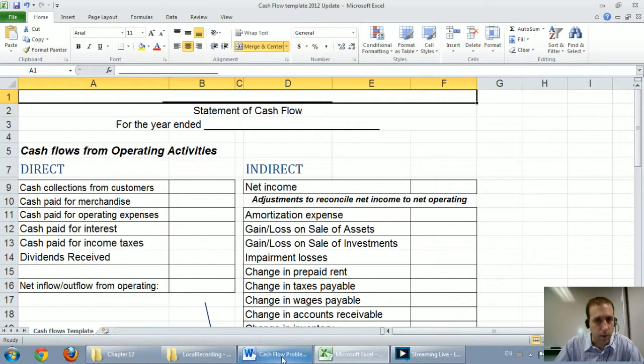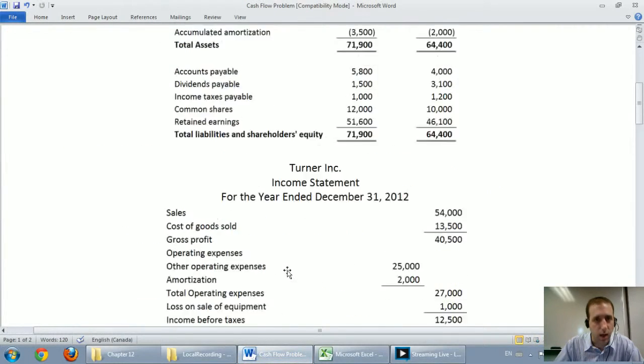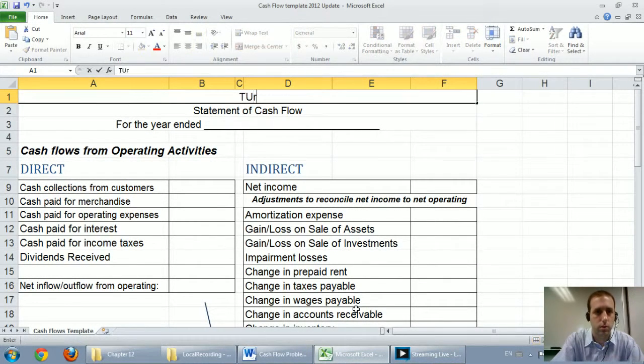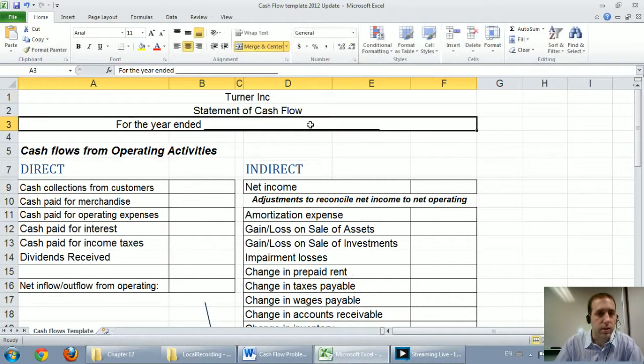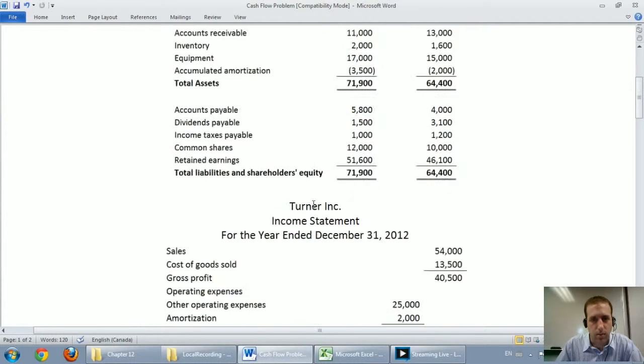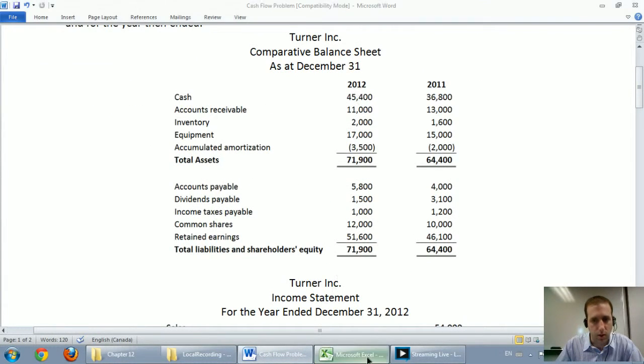And we're going to start by just filling out the company's name and the title. So it's Turner Inc. We're doing a statement of cash flow, and statements of cash flows get dated for the year ended, not as at like a balance sheet, but for the year ended like an income statement, or for the period ended. And it's December 31st, and it'll be 2012.